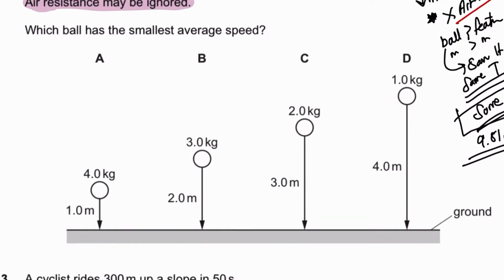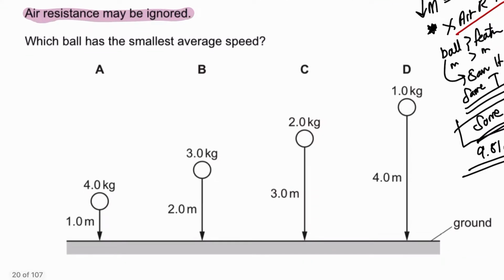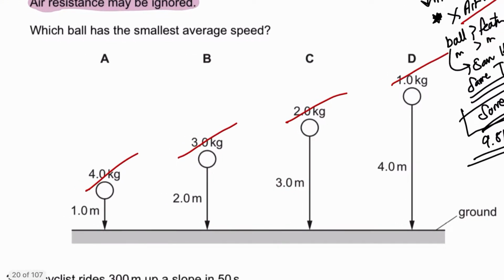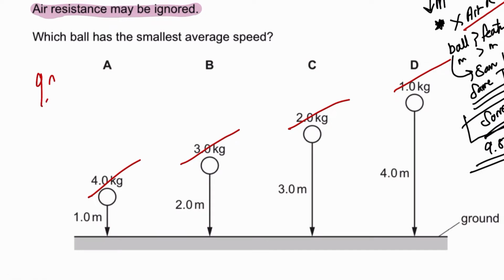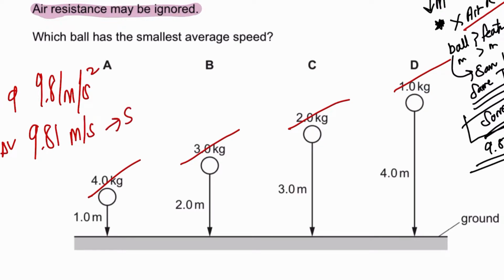Now over here we have no air resistance, therefore although we've been given the masses here, it doesn't matter which one has which mass. It makes no difference because there's no air resistance. Now we know that they all have the same G or same acceleration, which is 9.81 meters per second squared. Therefore the speed increases by 9.81 meters per second every second, right?